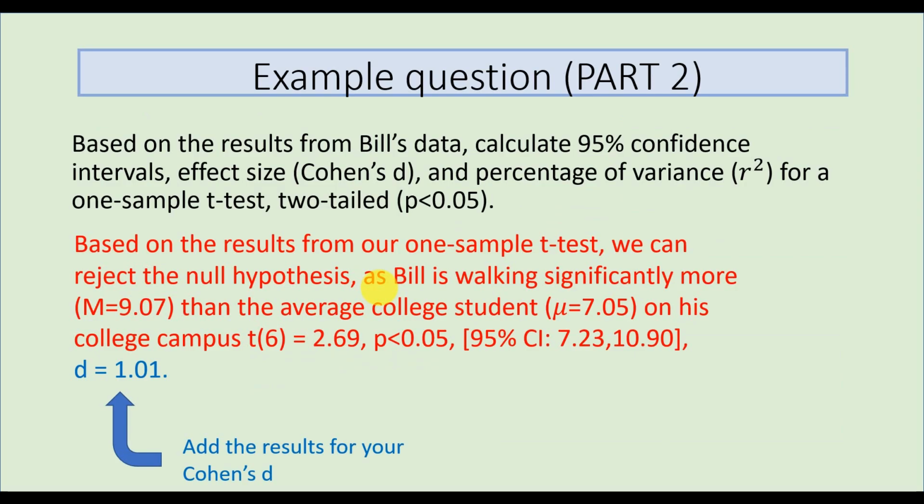And once again, with our question and the results from our question, we can just add the Cohen's d effect size to our giant scientific notation that is growing here. So we have our t-test, our confidence interval, and now our effect size, which is d equals 1.01.